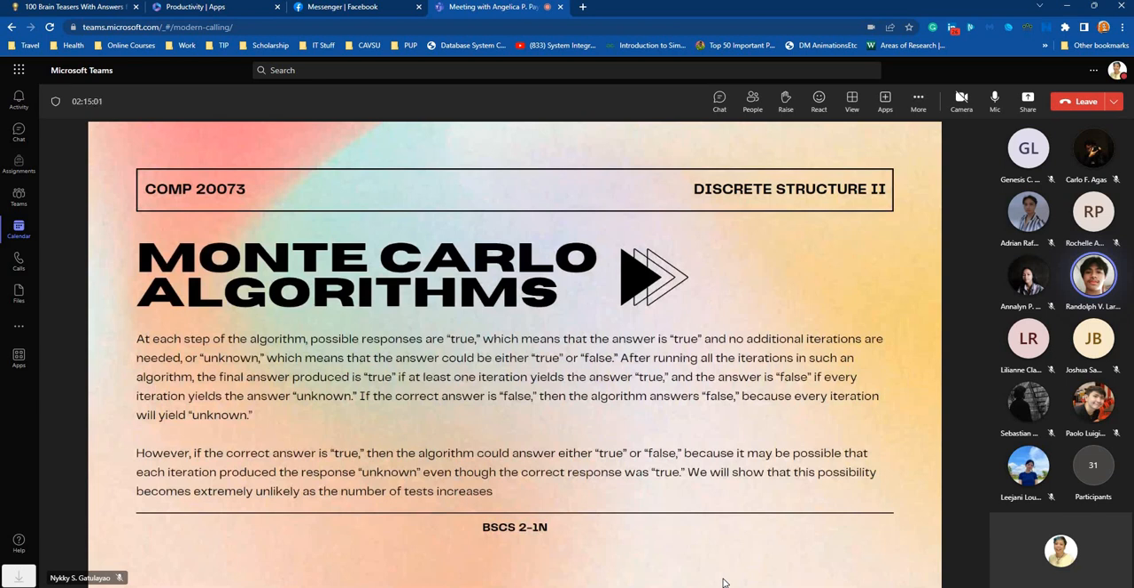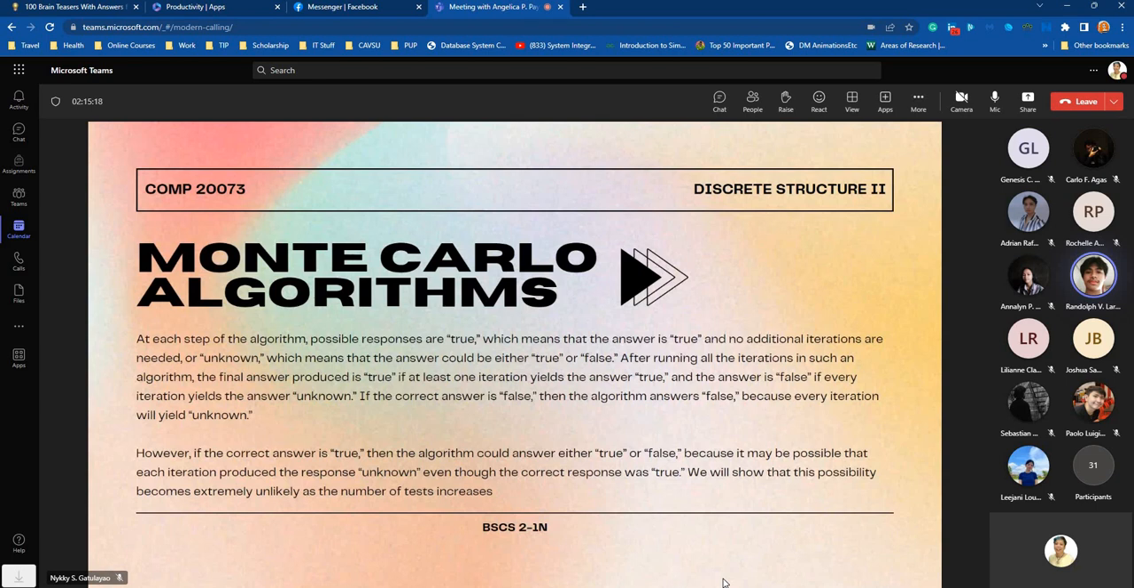So, basically, parang sinasabi niya lang, if nag-iterate ka and mostly yung test is lumabas is true, then it will conclude that the result is true, and the same as false kung every iteration is false.